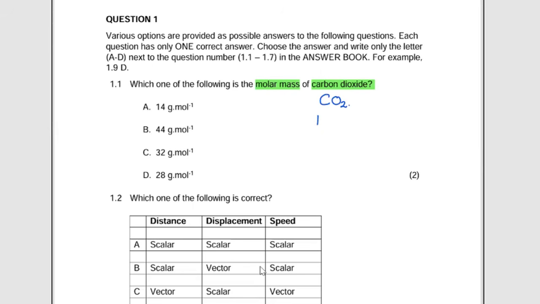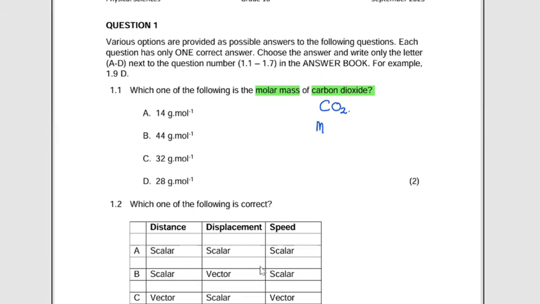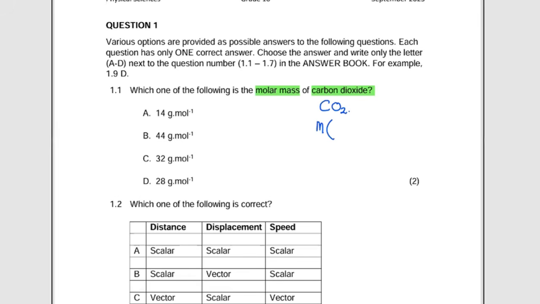So the molar mass of this one is going to be in brackets. We are going to look at carbon first. Let's go to our periodic table where we're going to find our carbon. It's going to be carbon 12. You can see our carbon is carbon 12. Therefore, we're going to say 12 multiplied by 1, then in brackets, plus again.